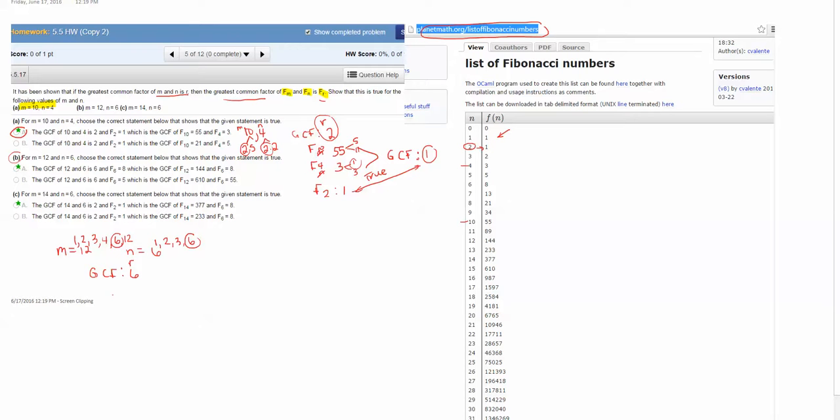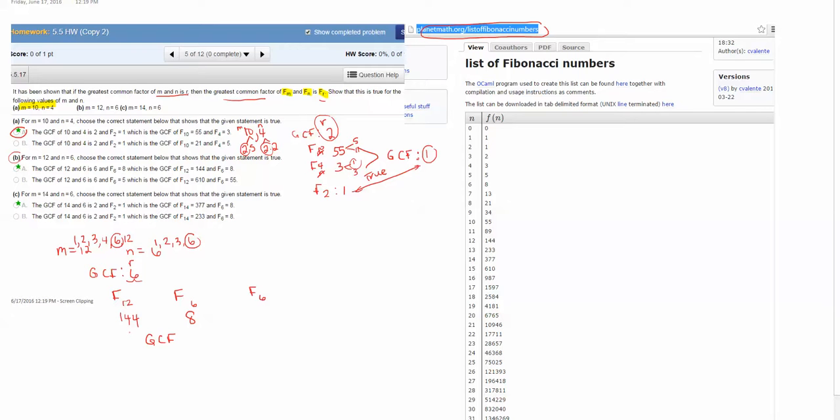Okay. So now I want to find f sub 12, f sub 6, and f sub r. So r was also 6. Looking at my list of Fibonacci numbers, if I go to the 12th position, it's 144. If I go to the 6th position, it's 8. Now we need to do the GCF of 144 and 8.